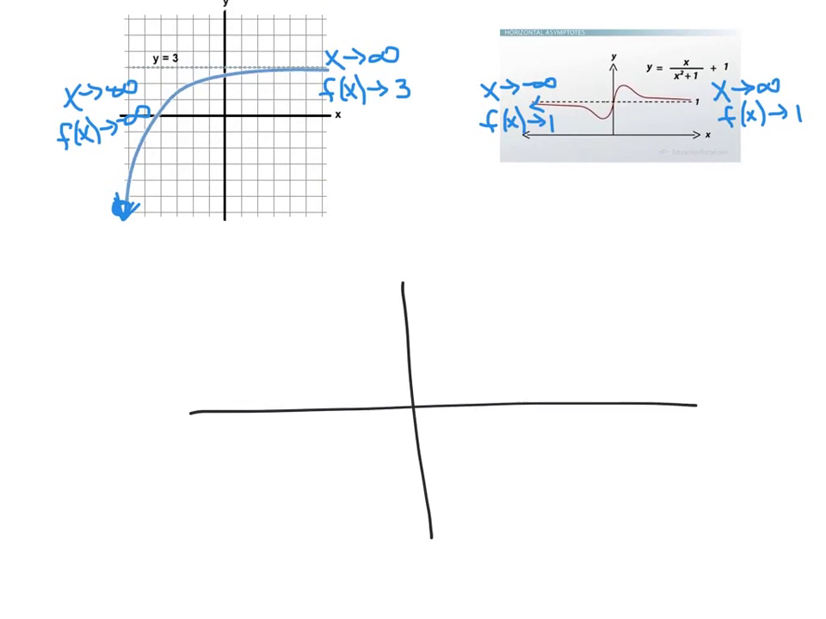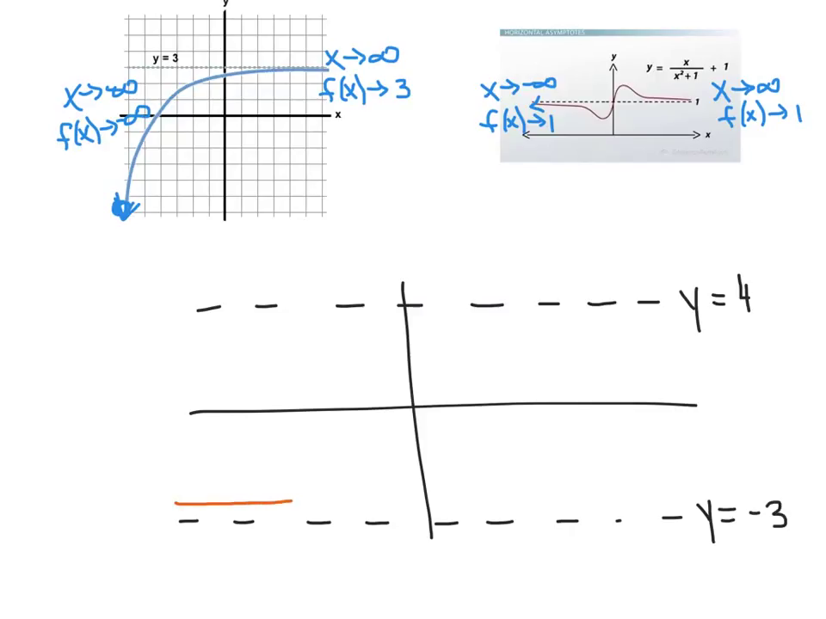We'll see functions where maybe there's a horizontal asymptote at y equals 4, and then there's another horizontal asymptote at y equals negative 3, and maybe our function does something crazy like this. So you've got these two invisible fences, and we could talk about the end behavior where f of x approaches 4 on this side and f of x approaches negative 3 on that end.